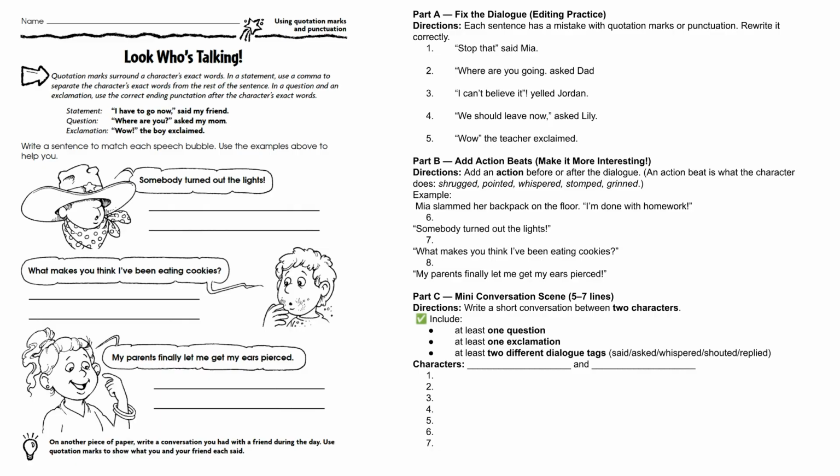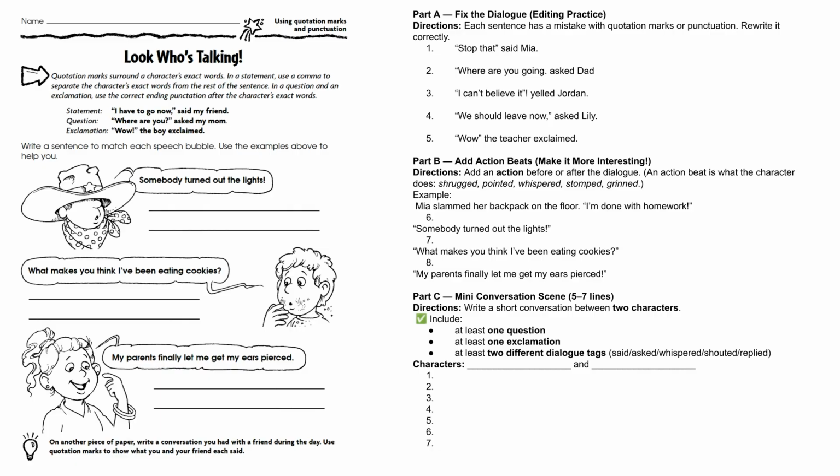In part A, you will fix sentences that have mistakes with quotation marks or punctuation. Read each sentence carefully. Ask yourself, where do the spoken words begin? Where do the spoken words end? Does it need a comma, question mark, or exclamation point?